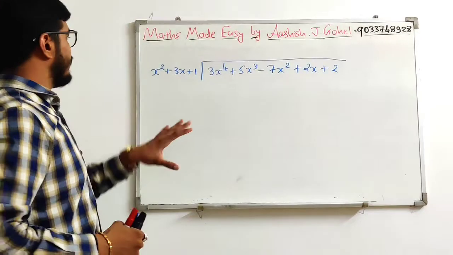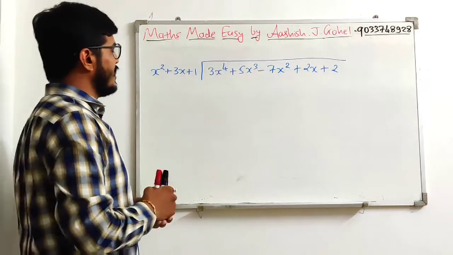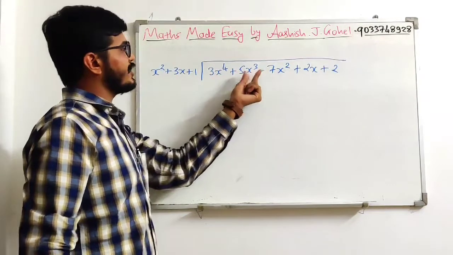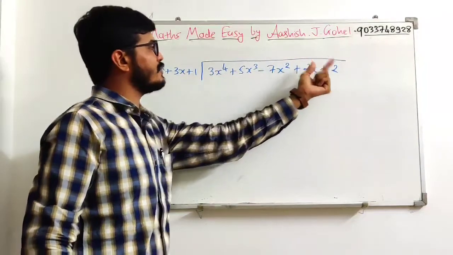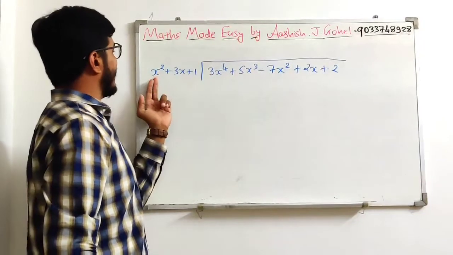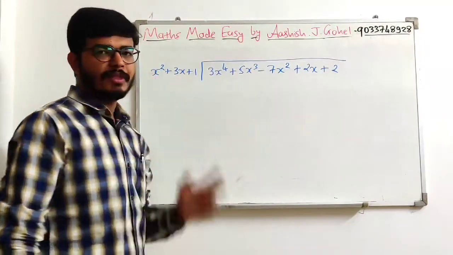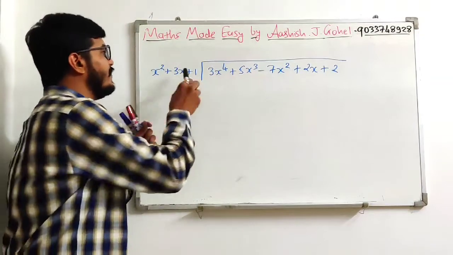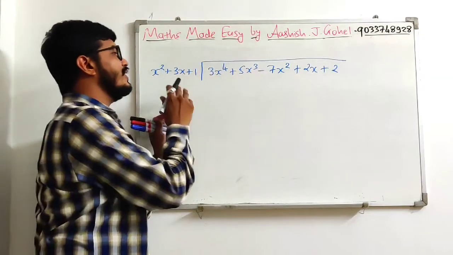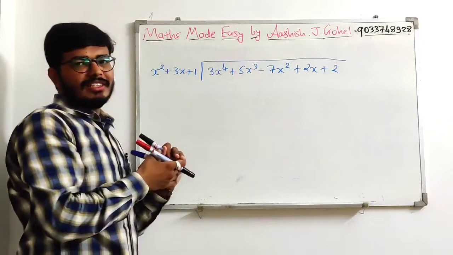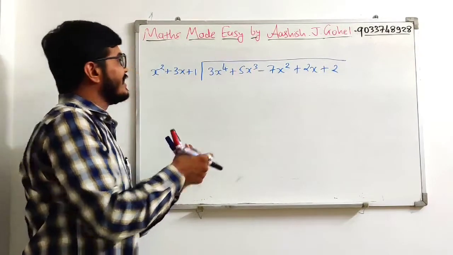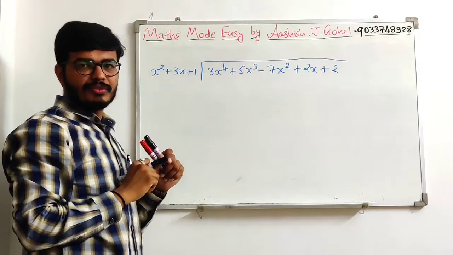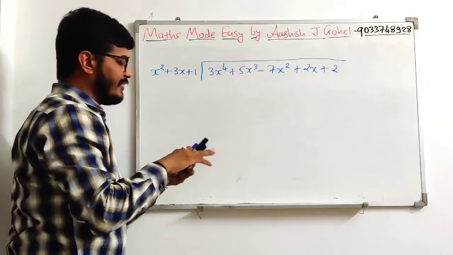Here is one example of division of polynomials. We want to divide 3x raised to 4 plus 5x cubed minus 7x squared plus 2x plus 2 by the polynomial x squared plus 3x plus 1. First thing, if we divide this and we get remainder 0, then we can state that this polynomial is a factor of the other polynomial. Okay, so let's get started with division.